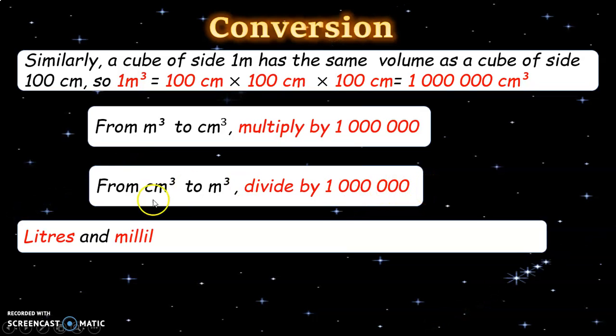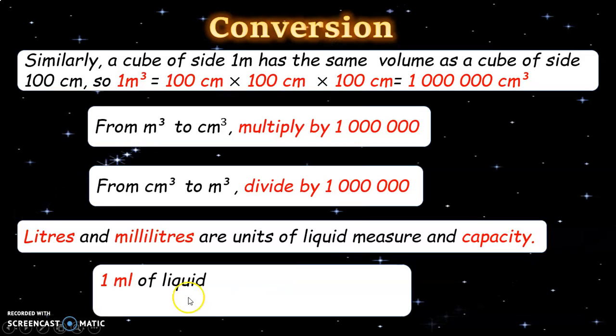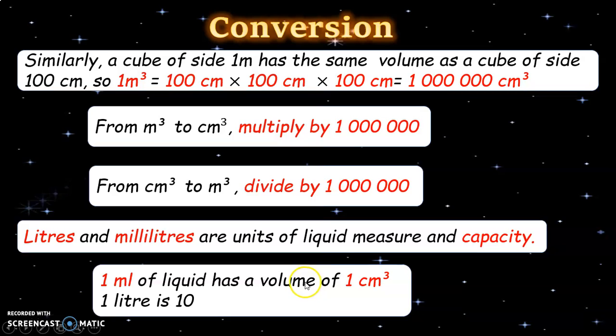So, let us talk about capacity. Liters and milliliters are units of liquid measure and capacity. A 1 ml of liquid has a volume of 1 centimeter cube. In other words, 1 ml is equal to 1 centimeter cube, or 1 centimeter cube is equal to 1 ml when we are talking about capacity. And we all know that 1 liter is equal to 1000 ml.